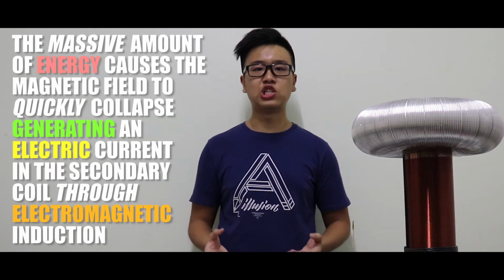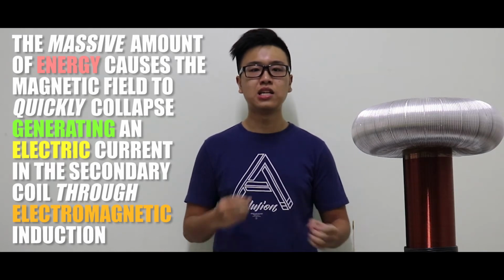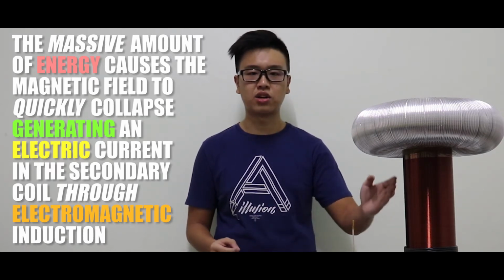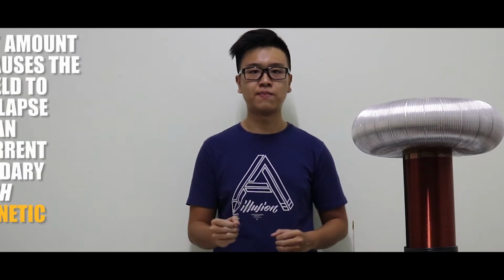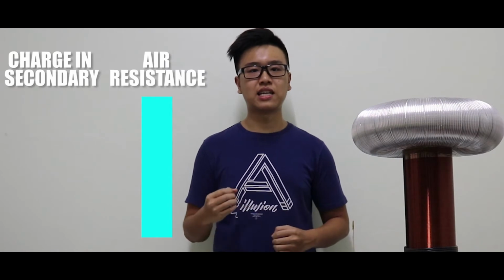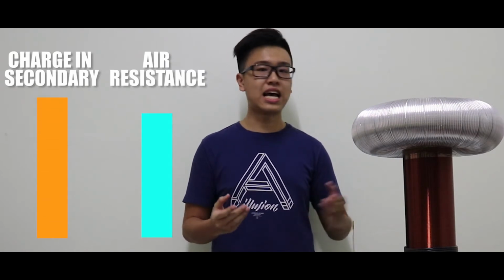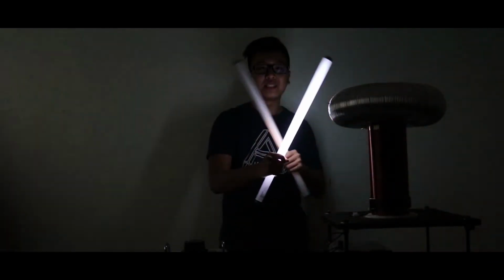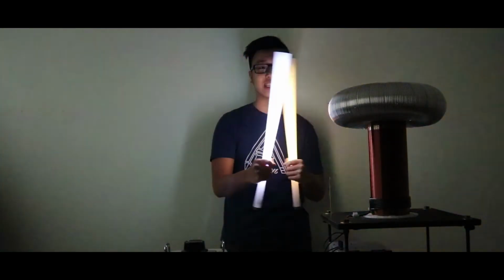The massive amount of energy causes the magnetic field to quickly collapse, generating an electric current in the secondary coil through electromagnetic induction. This energy sloshes back and forth between the two coils several hundred times per second, charging the secondary capacitor in the process. Eventually, the charge in the secondary capacitor gets so high that the air around the top load starts to break down and sparks can be seen coming out of it. We won't be looking at the sparks for now, but when there's a high frequency voltage coming out of the Tesla coil, it would be able to illuminate fluorescent light bulbs several feet away without the use of interconnecting wires.